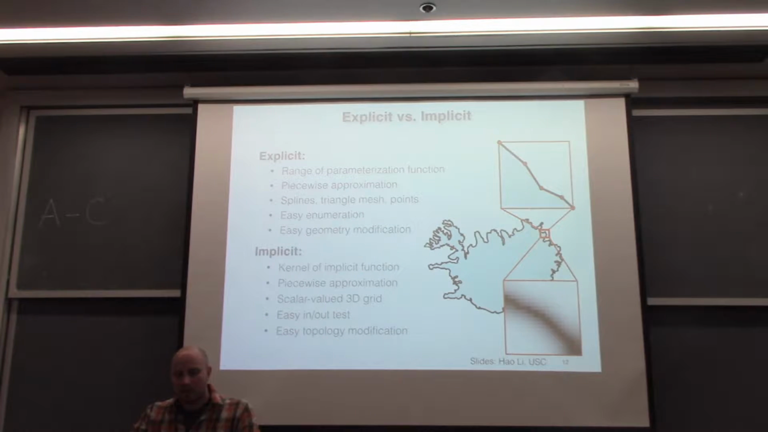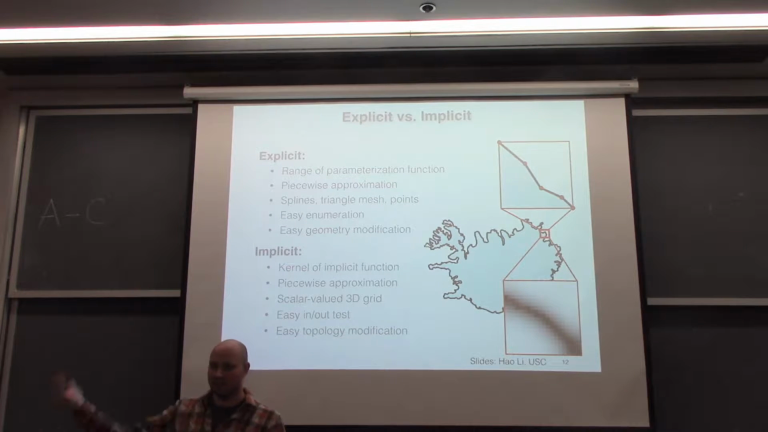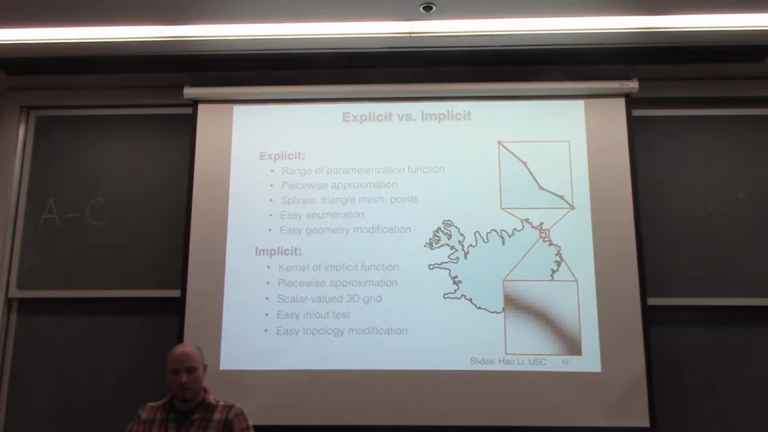and you don't have to worry about any of that. For the implicit, it seems more complicated because you're dealing with a kernel of implicit function, and the implicit function is the scalar field. Again, in both cases you have piecewise approximation, but you're dealing with pixels or voxels instead of points and vertices and edges. And you have a scalar valued grid, 2D or 3D. But there's some advantages to this.